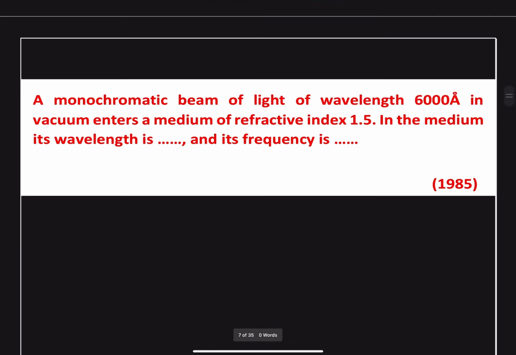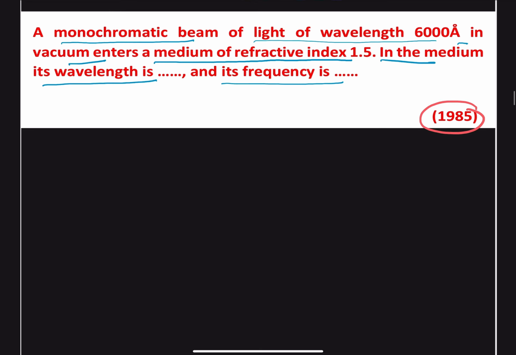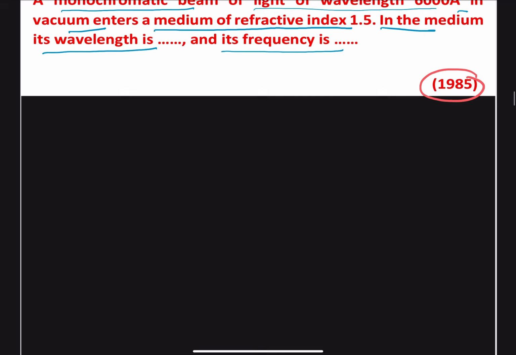So we come to the next question, a 1985 question, which gives a monochromatic beam of light of wavelength 6000 angstrom in vacuum entering a medium of refractive index 1.5. In the medium, its wavelength and its frequency are asked. We are given the wavelength in the vacuum, and the refractive index is given. We have to find the wavelength in the medium. This is quite straightforward based on the formula.